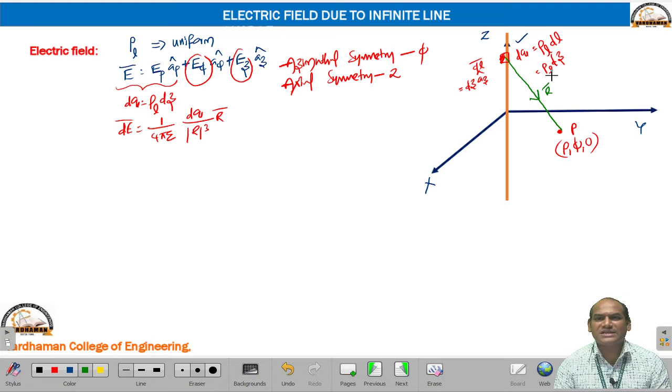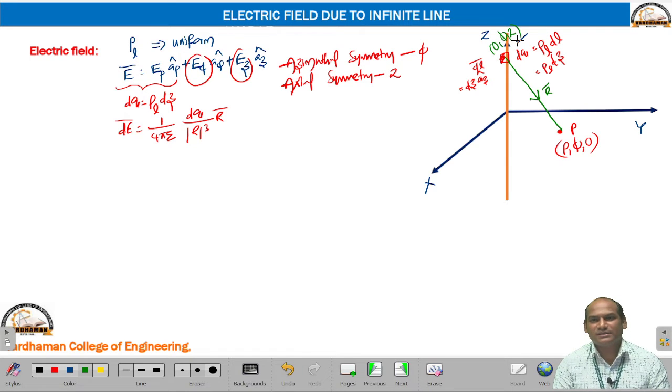Since that is available on the xy plane, the z coordinate is 0, so I have taken the rho, phi, z coordinates as rho, phi, 0 for the observation point. What about the source point coordinates? Now you have to be more careful. I can take the source point coordinates as 0, phi, z. Why is it 0? Because the line charge is on the z axis only, so there is no radial distance, so we can say rho is equal to 0. That means the first coordinate in the source point is equal to 0.